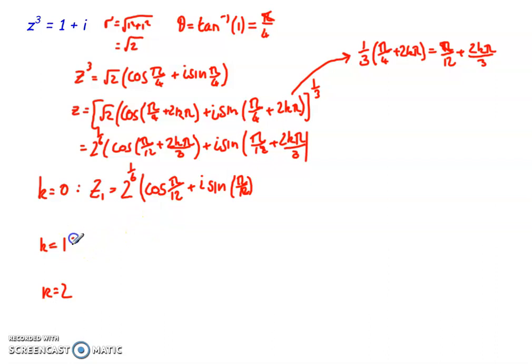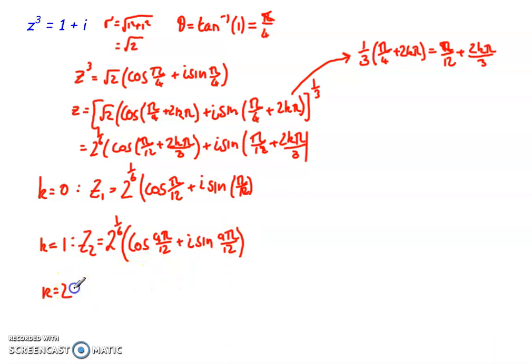Second solution, when k is equal to 1, this time is going to be z2. Again, 2 to the power of a 6th outside. And then inside the bracket, it's going to be cos, I've got pi over 12 plus 2k pi over 3. k is 1, so it's pi by 12 plus 2 pi over 3, so plus 2/3 pi. What that's going to give me is 9 pi by 12. So it's cos of 9 pi by 12 plus i sine of 9 pi by 12.